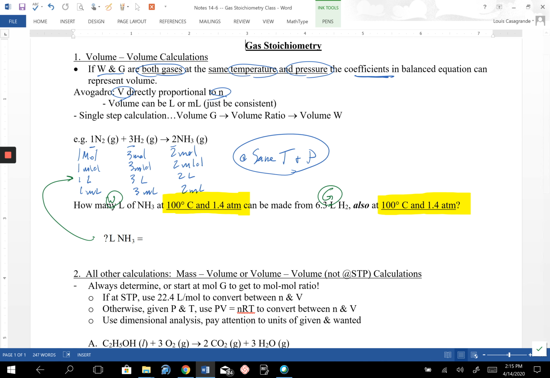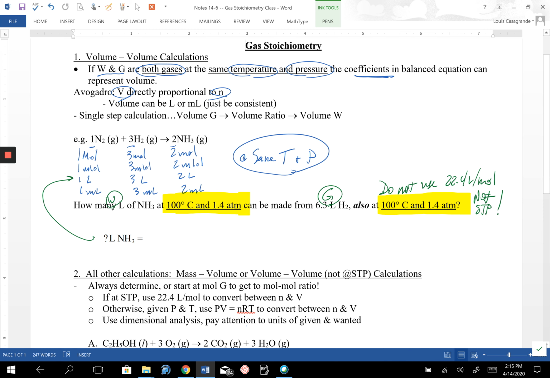Now be careful. Do not use 22.4 liters per mole here, because it's not at STP. You might get the right answer at the end, but if I see you using 22.4 when we're not at STP, you will lose points.